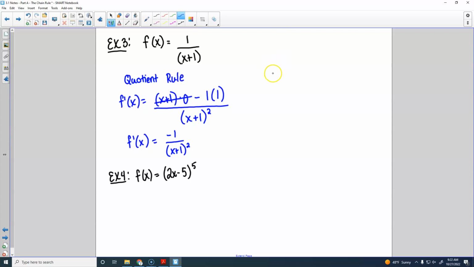If I want to do chain rule instead for this one, though. Okay. 1 over x plus 1, could I write it this way? x plus 1 to the negative 1. Would that be okay? That would be a possibility, right? Those are equivalent to each other. So if I want to use chain rule, I'll have f prime of x. So chain rule, my outside function is this stuff being raised to the negative 1 power. The inside function is the x plus 1.